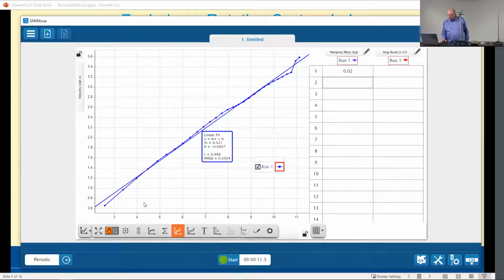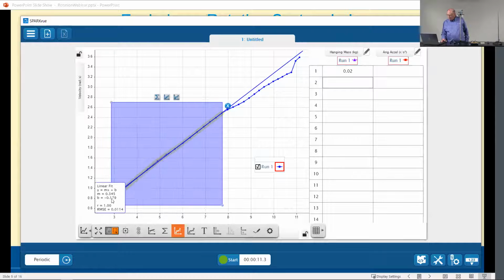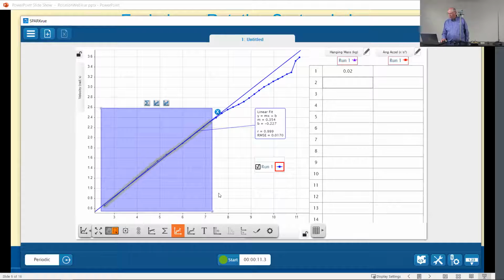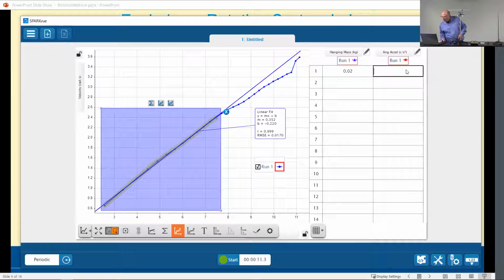But if you wanted to get a little bit better, I'm going to pick the select tool and just select the part before I think air resistance started to slow it down. And it's usually pretty easy to see. Another option you could do is, well, do heavier masses or not let it fall as far. It doesn't need to fall this distance. And so I get a slope of 0.352. So what I would enter that.